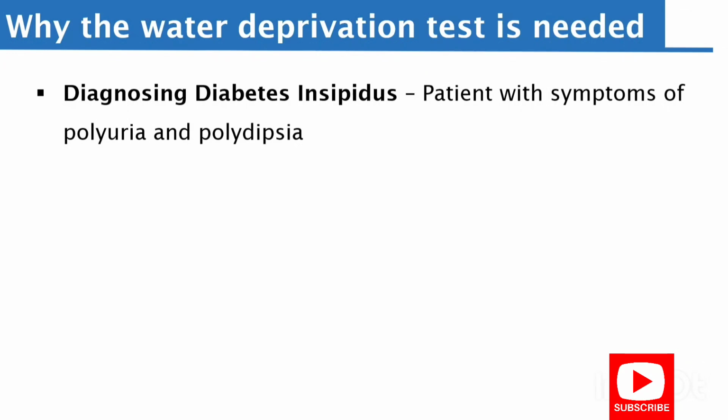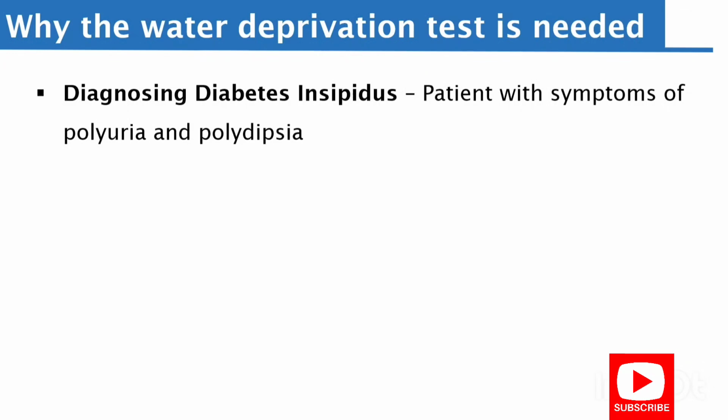So anything around that dysfunctioning of the kidney, not being able to regulate the amount of water, whether reabsorbing or secreting, as the case may be, is where you now look at diabetes insipidus, while diabetes mellitus has to do with insulin. So why do we need this? Because it can help to diagnose diabetes insipidus.